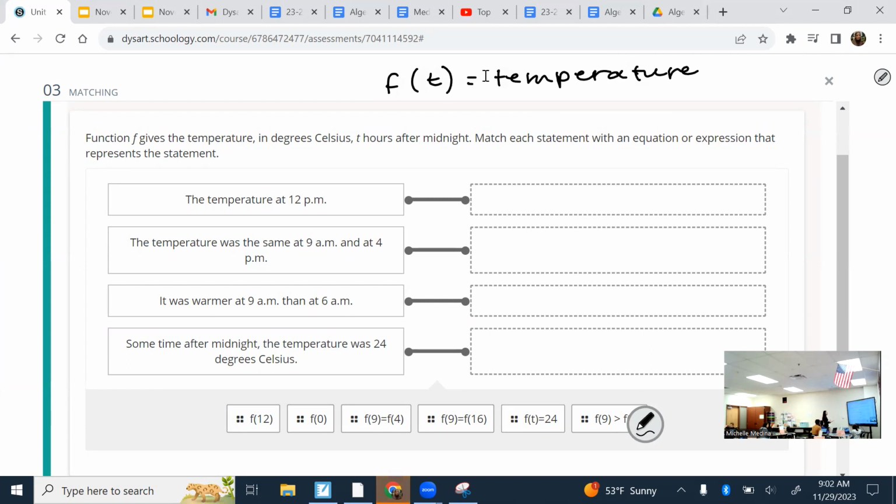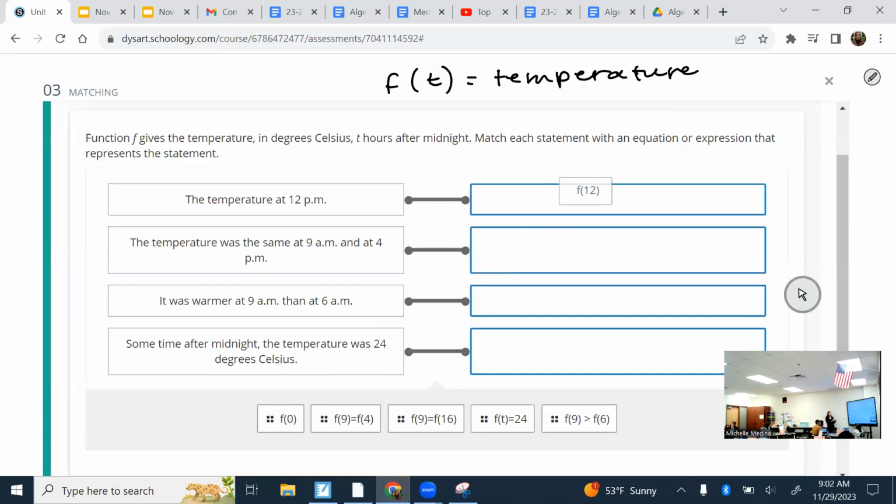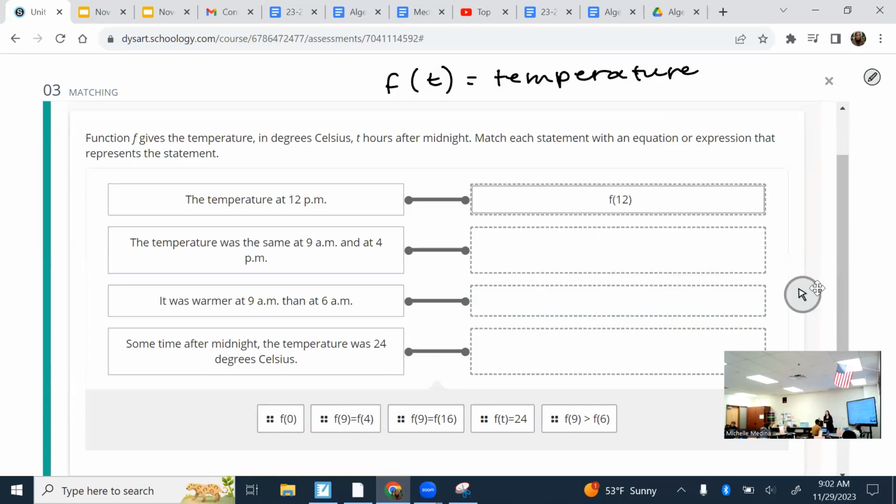So how many hours after midnight is 12 p.m.? Midnight would actually be 12 a.m., so then 12 p.m. would be 12 hours after. Do any of these other options have an input of 12 other than this one? Then it would have to be this one. And it doesn't have an output, like we didn't say at 12 p.m. it says temperature, so that also tells you it should be that way.